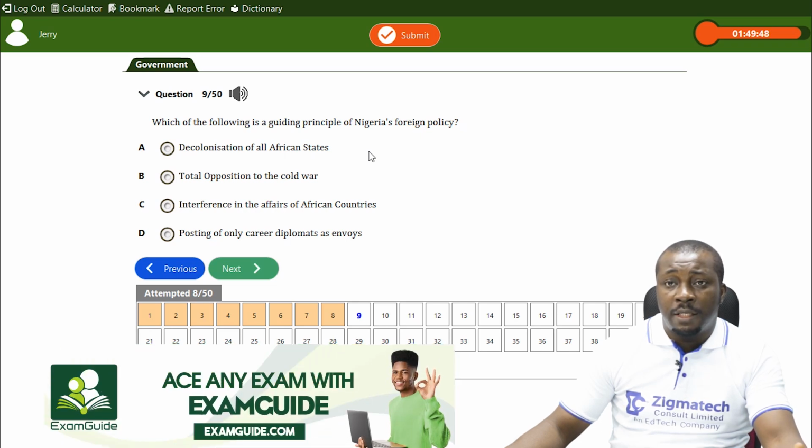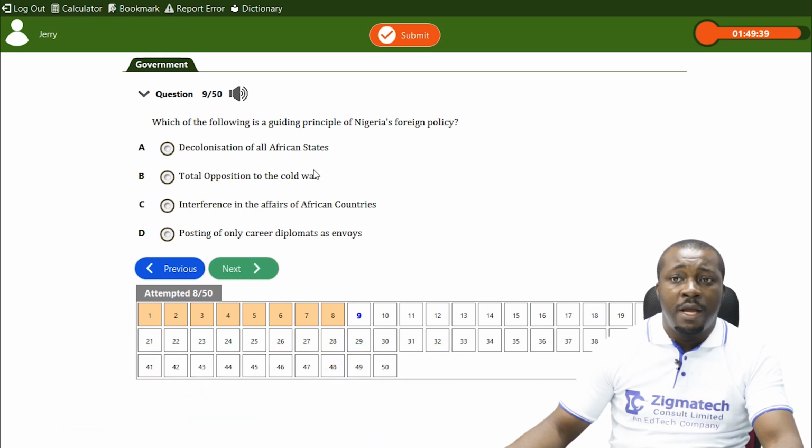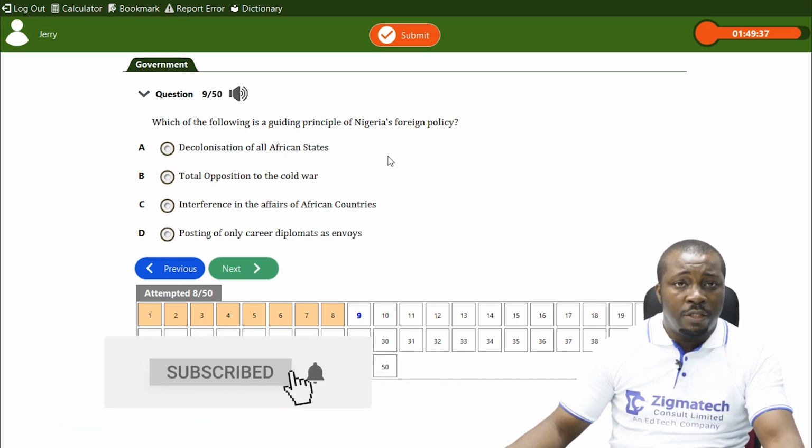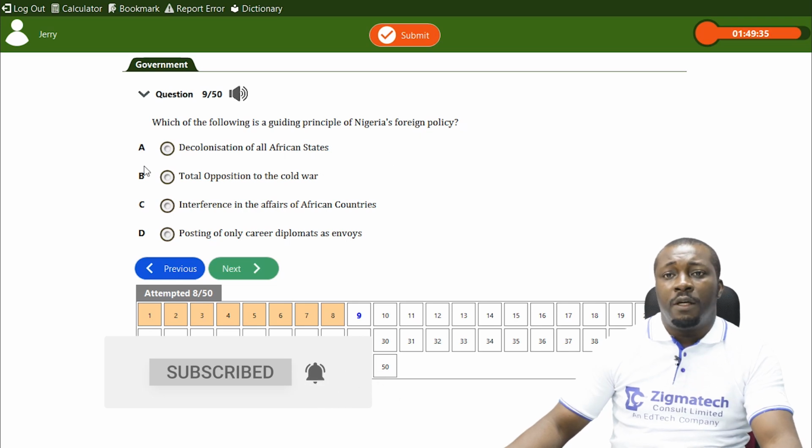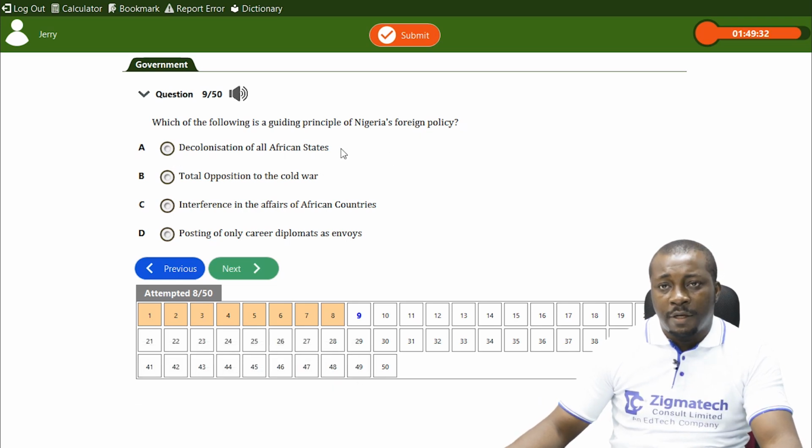any power bloc in international politics, Africa as the centerpiece of Nigerian foreign policy, maintenance and promotion of peace and security of the world, and also the decolonization of Africa. Now, if you see, A says decolonization of all African states, B says total opposition to the Cold War, C says interference in the affairs of African countries, D says posting of only career diplomats as envoys. Now, A is the answer, decolonization of African states.